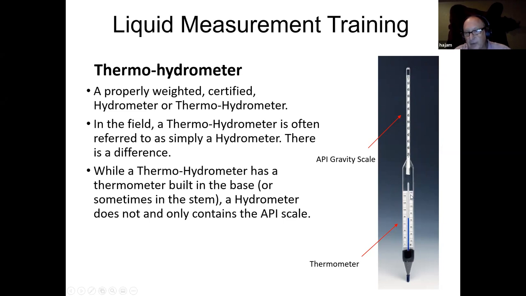maybe 70 degrees, 70, 80 degrees. So it's important to make sure you got the right range of temperature for your hydrometer of the crude oil you're fixing to measure and that it covers the right scale. And I'll probably repeat myself here again in a minute.